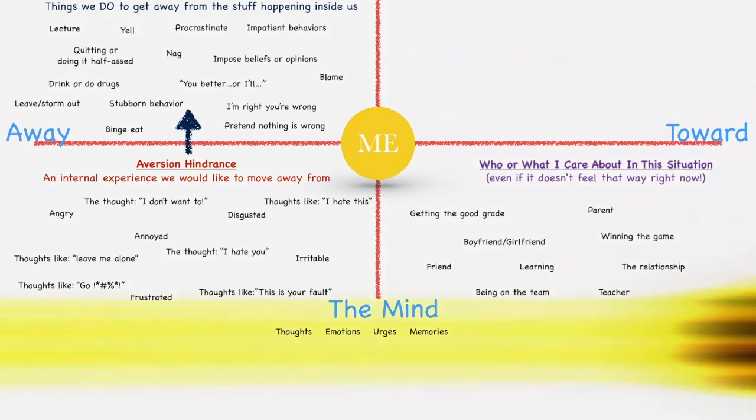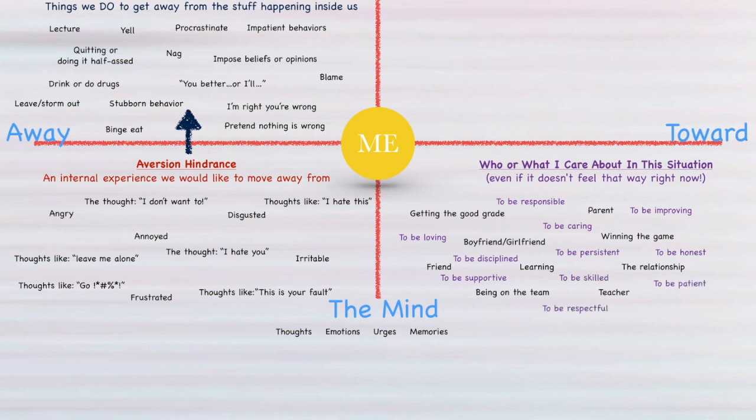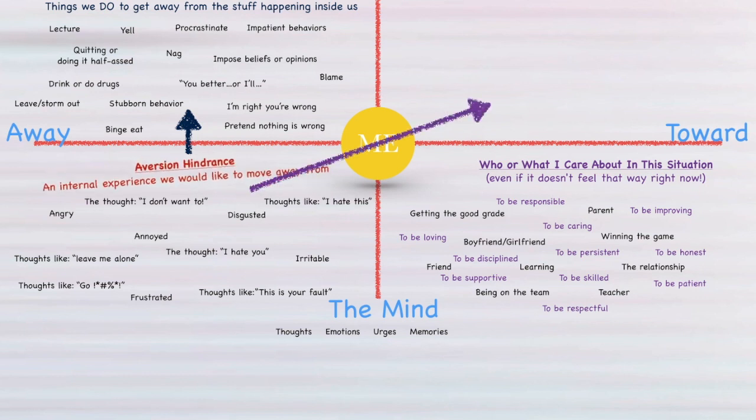So the last thing I want you to do is go back down to the bottom right quadrant and write down how you would like to ideally be in this situation. So these aren't specific actions, these are more of the characteristics that describe you as a person and how you deal with aversion when it's present. I'll put some ideas down here as well, but these may or may not apply to you. So how do we move in this new direction when the aversion hindrance is present?